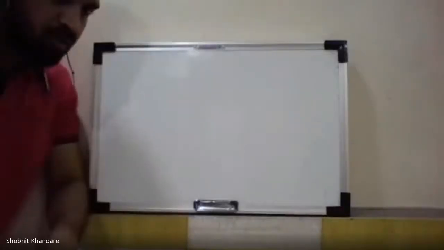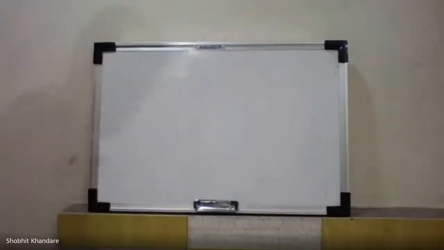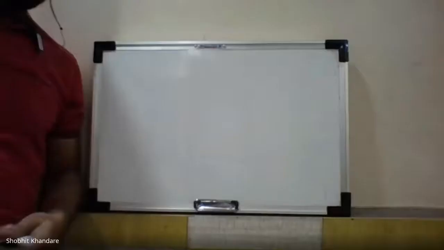Yes, am I audible to everyone? Yes, sir. Hello, sir. Am I audible to everyone? Yes, sir. सर आपका स्पीकर आई थिंक म्यूट है तो आपको सुनाई नहीं दे रहा है. अभी मेरी आवाज आ रही है? अच्छा अच्छा. हाँ, ठीक है. Okay.